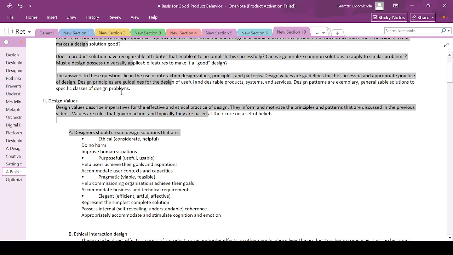So now we're thinking about the solution. We're activating a creative, different part of our brain. The answer to these questions lies in the use of interaction design values, principles, and patterns. So this will be the basis, or the test, of whether our solutions are good.